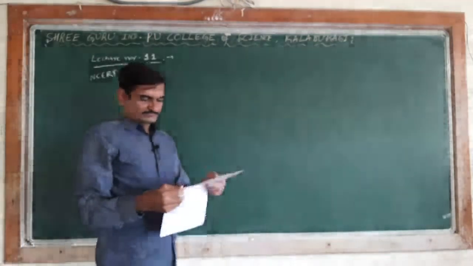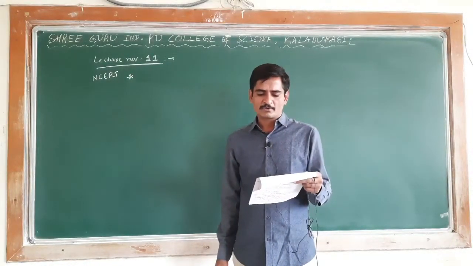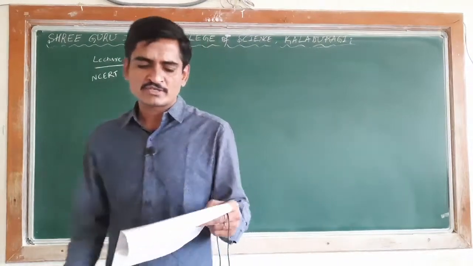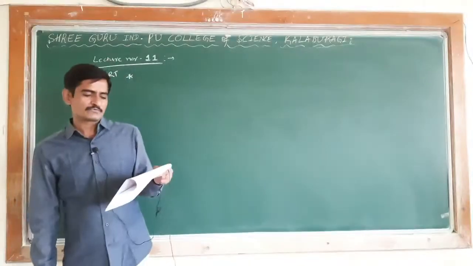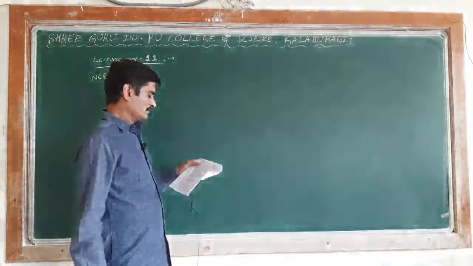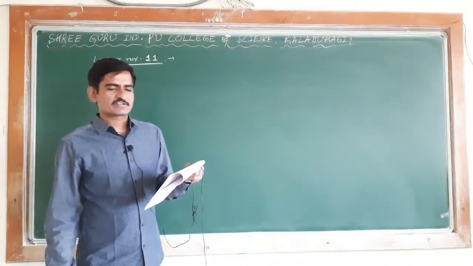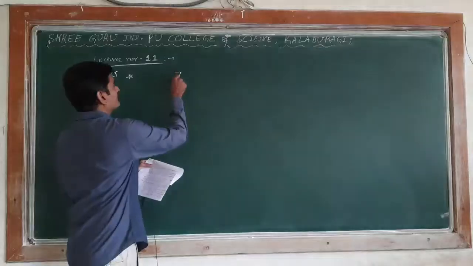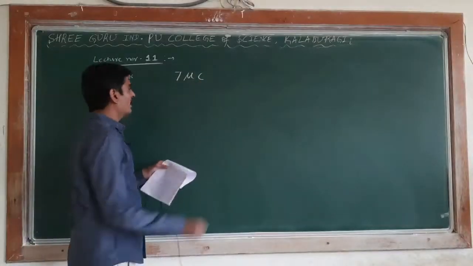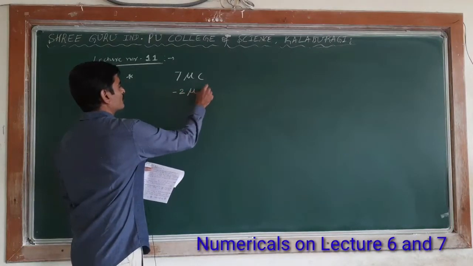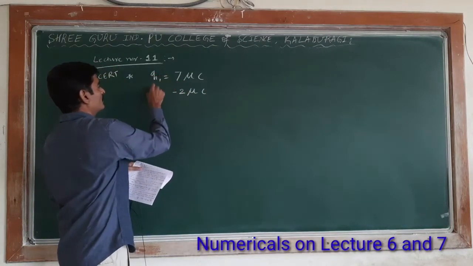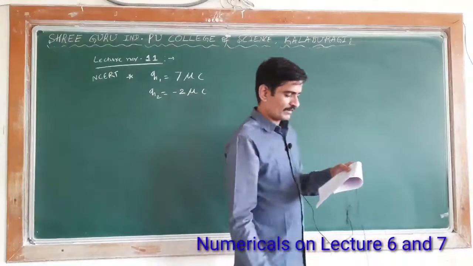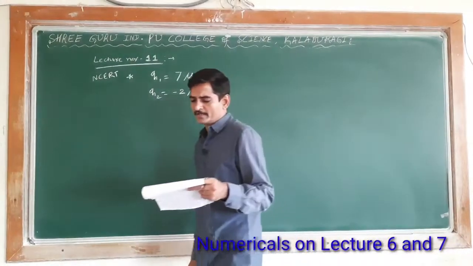So determine the electrostatic potential energy of a system consisting of two charges, 7 microcoulomb and minus 2 microcoulomb.